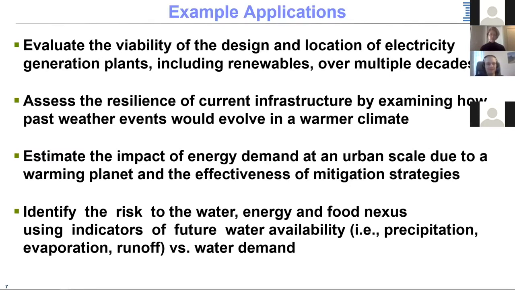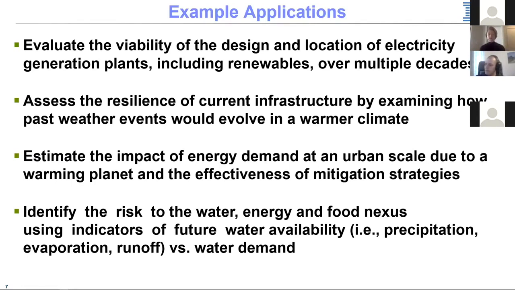So one element that we also see related to that is understanding the energy demand from those buildings or the heat generated by those buildings and the interaction with the atmosphere. And how can we look at that in light of a changing climate, for example, to reduce energy usage or to mitigate the impact of heat waves?